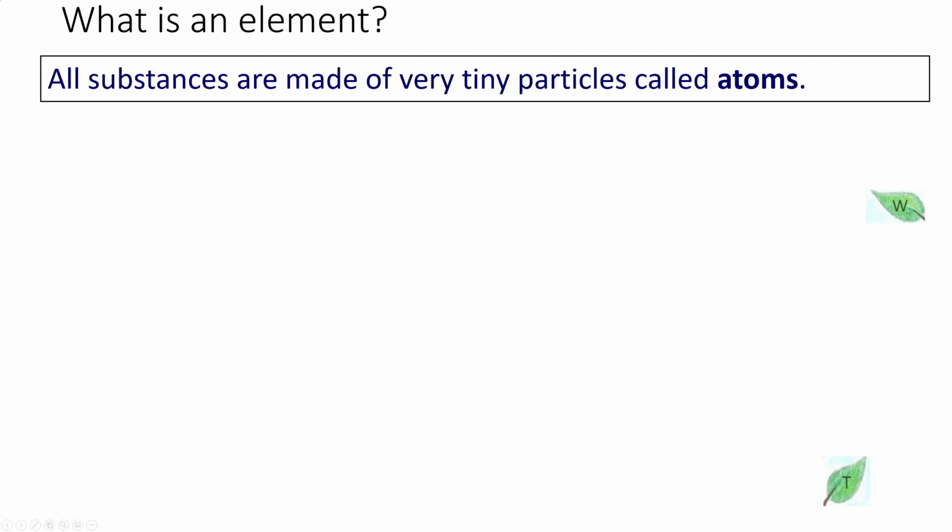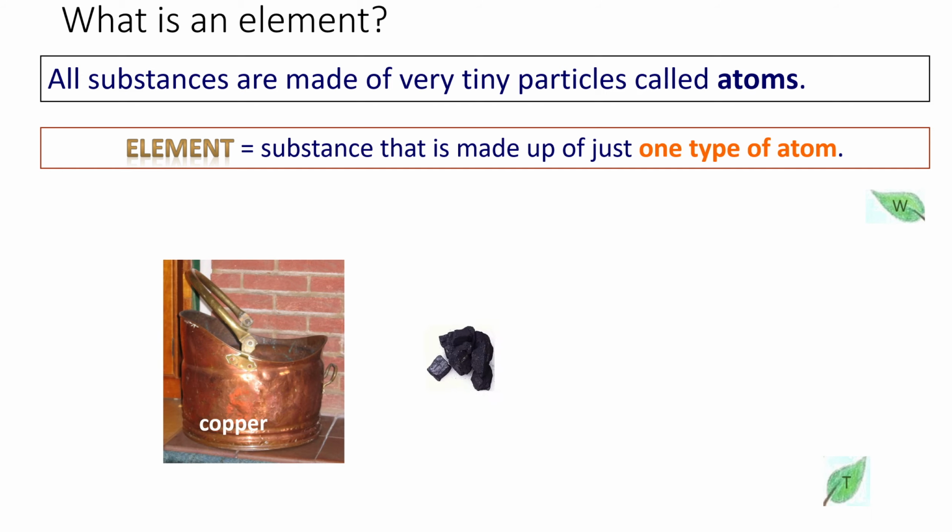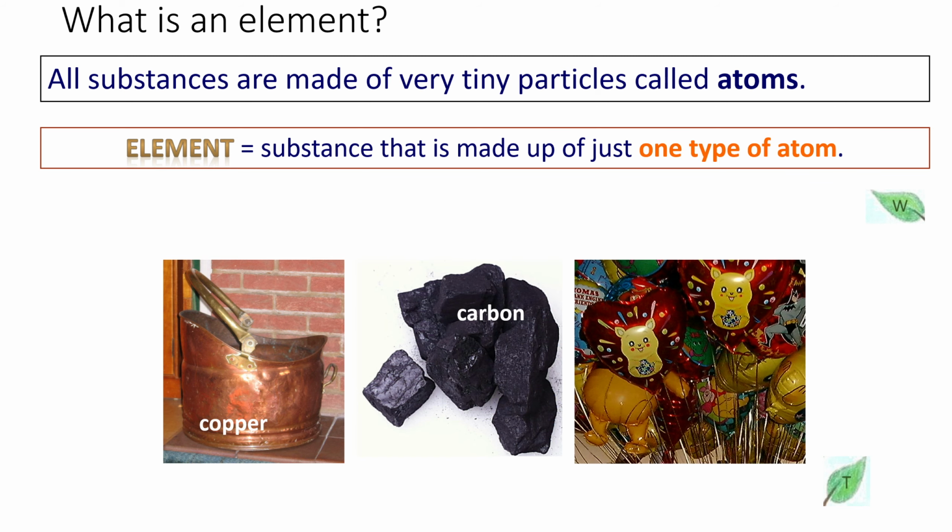Well, we know all substances are made of very tiny particles called atoms. An element is a substance that is made up of just one type of atom. So let's have a look. Copper, carbon, helium, which is inside the balloons.